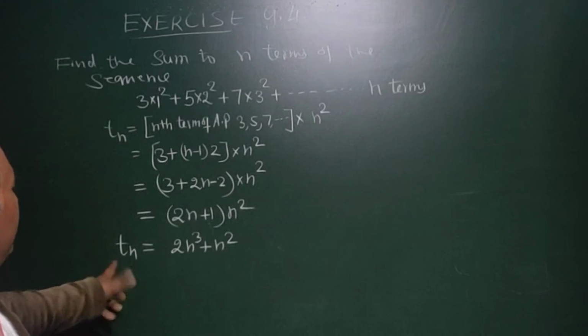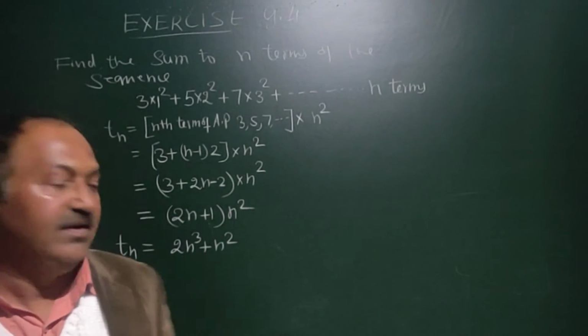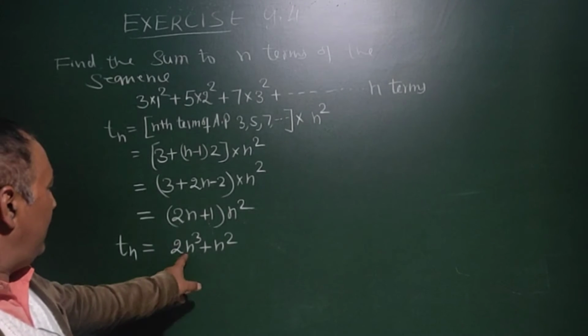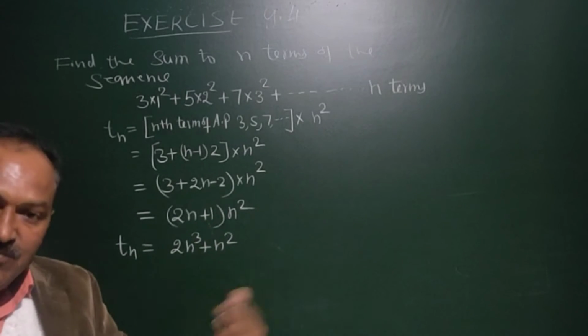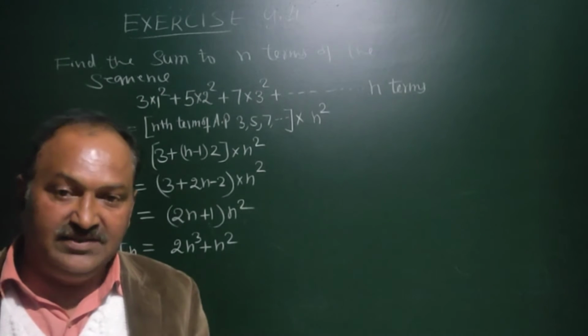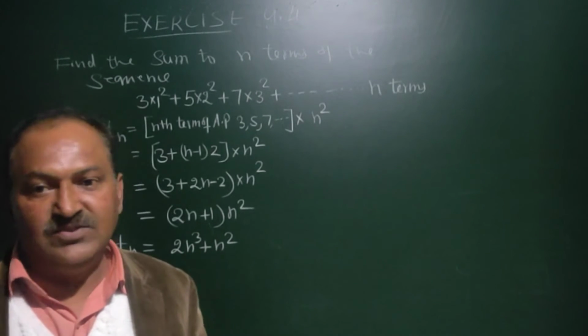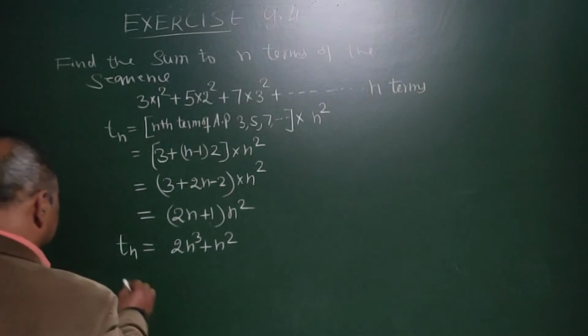In order to find the value of Sn, we have to take sigma Tn. Sigma Tn means sigma 2 into n cube plus sigma n square. And after putting the value of sigma n cube and sigma n square, we will get the sum to n terms of this sequence. Now let us find Sn.